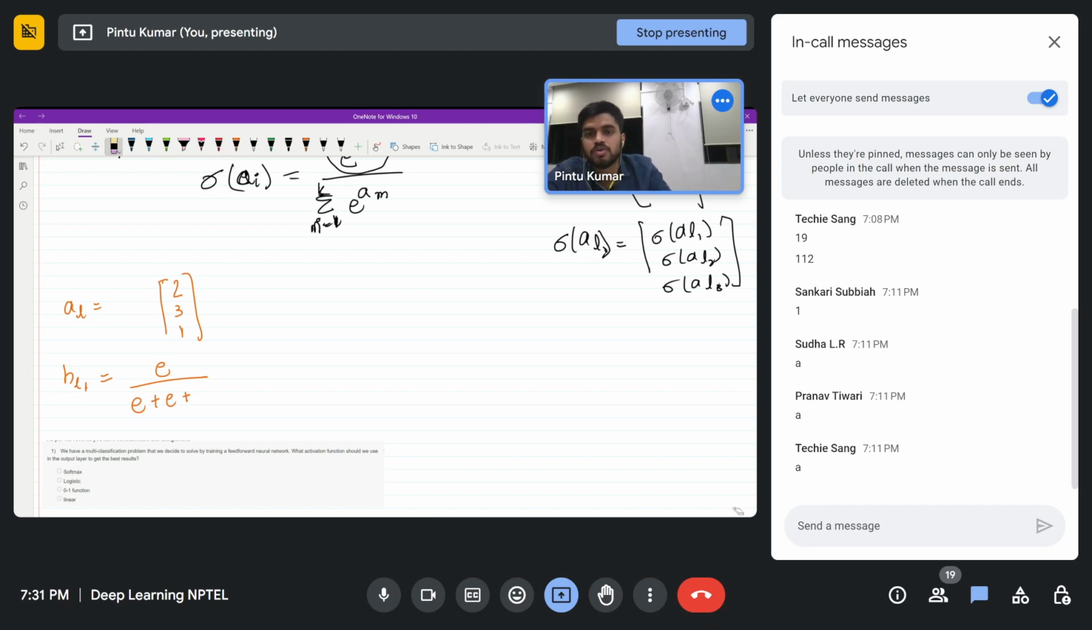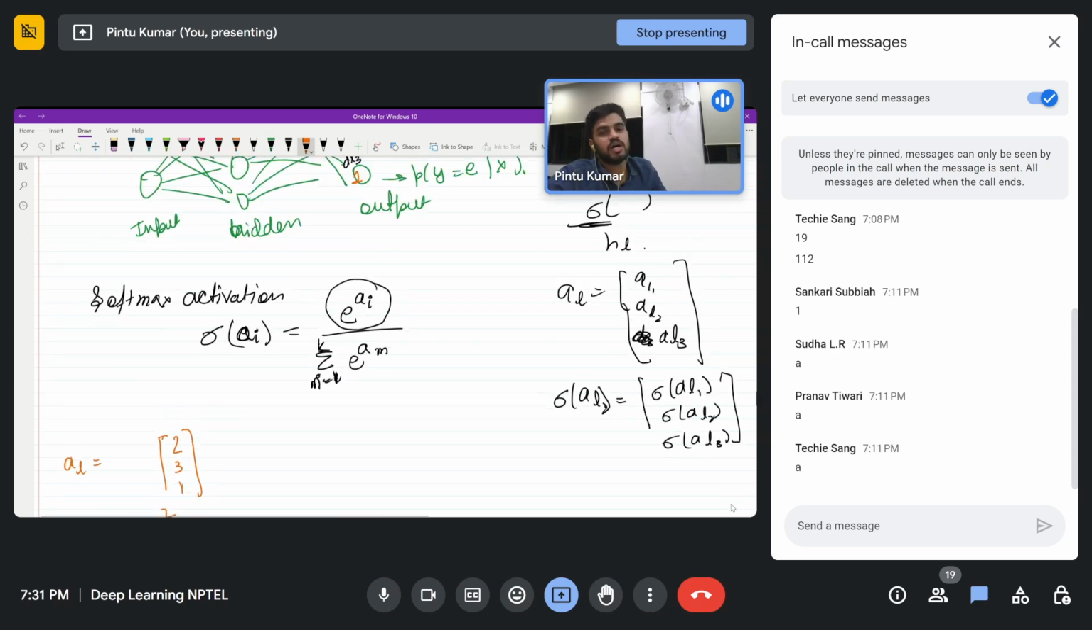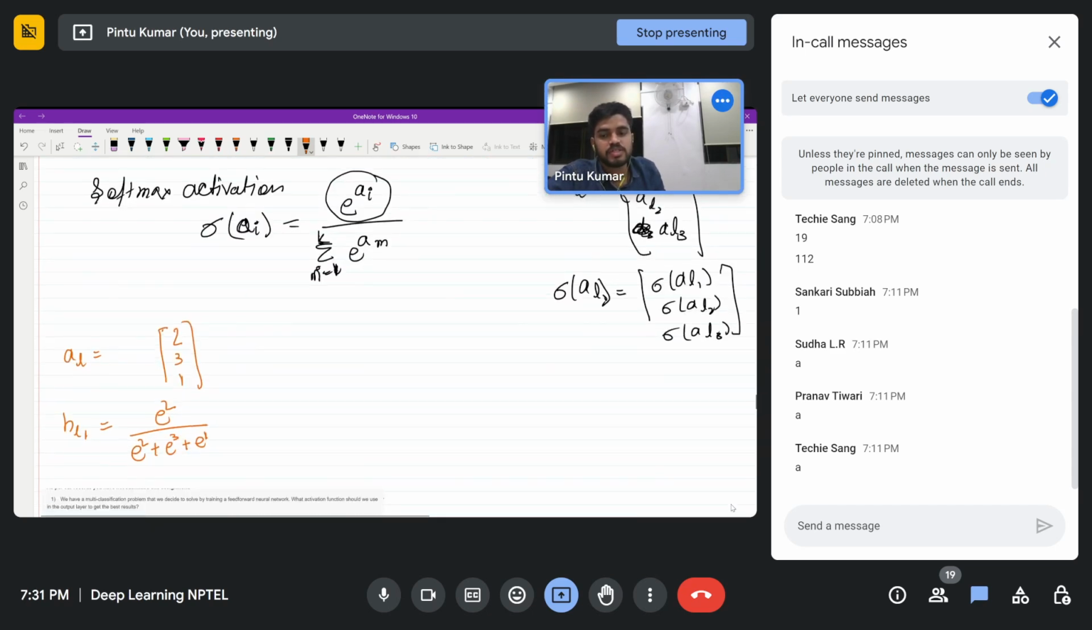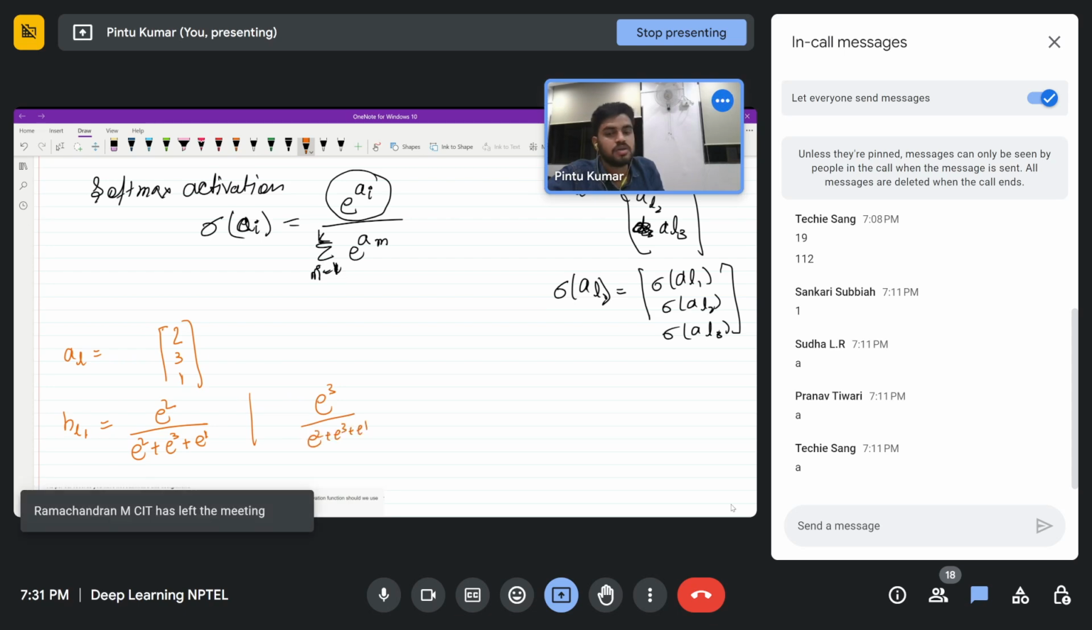Okay, so the first element is 2, so this is e to the power 2 divided by e to the power 2 plus e to the power 2 plus e to the power 3 plus e to the power 1. This would be my first element that I would get after activation. This is HL1. The second element would be e to the power 3 divided by e to the power 2 plus e to the power 3 plus e to the power 1.